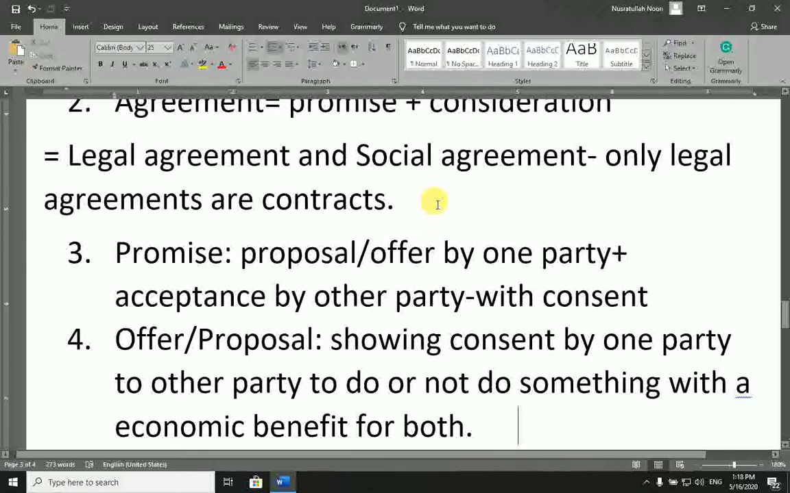Now let's talk about the promise. What is a promise? A promise is basically a proposal or offer by one party and acceptance by the other party, and both of the parties should have free consent. Consent means razamandi, free means khud ikhtiyar wala. So a proposal accepted with free consent is a promise. What is an offer? An offer is basically showing consent, or we can say razamandi, to another person to do something or not to do something, with economic benefit for both, right?